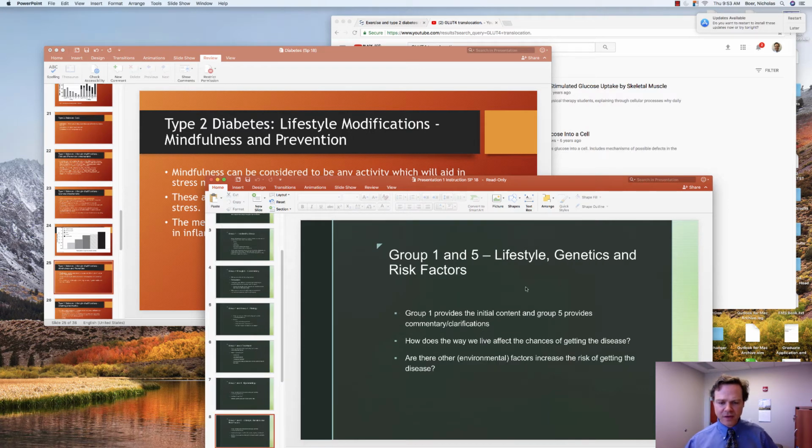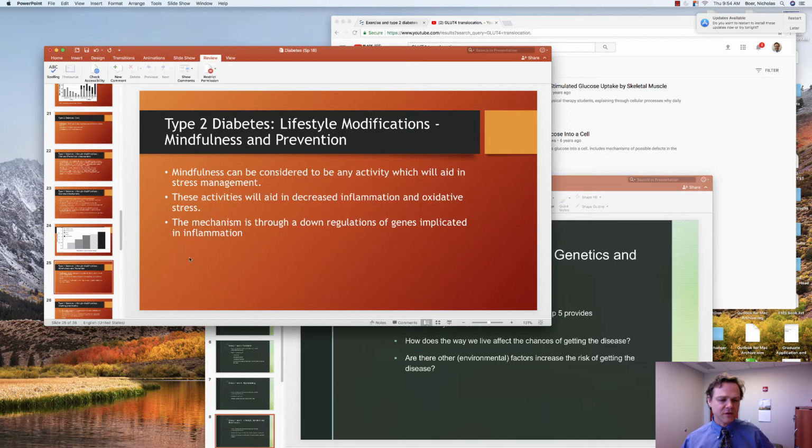So I have this lifestyle. How do the ways we live affect chances of getting the disease? What are other factors? I don't list it here, but I think you should consider it. I think it'll make it much better: find a mechanism, and if you don't understand the mechanism, you can state that. If you can't find a mechanism, you can state that as well. But a lot of times, it's not about really understanding the mechanism.